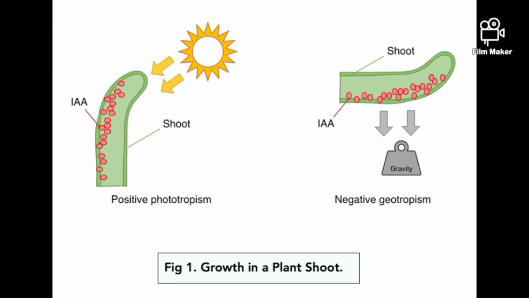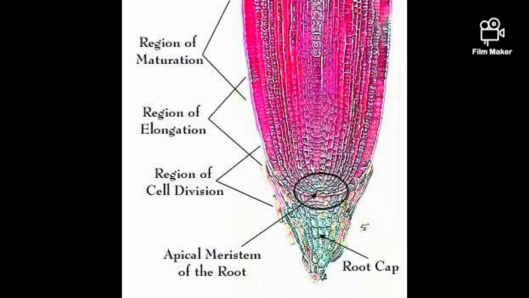Lastly, in this lesson, let's look at the region of cell division, cell elongation, and cell maturation in plants with respect to the roots. So here we have the region of cell division is at the meristem, at the tip of the root, while the region of cell elongation is on the lateral side close to the down part of the root, and also the region of maturation is at the lateral side at the upper part of the root.